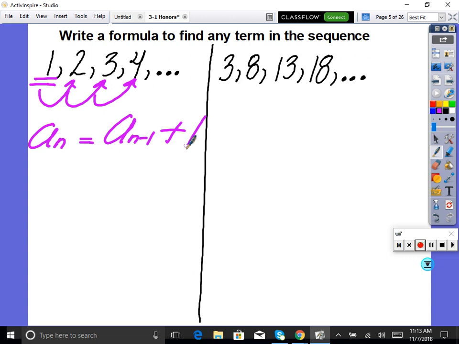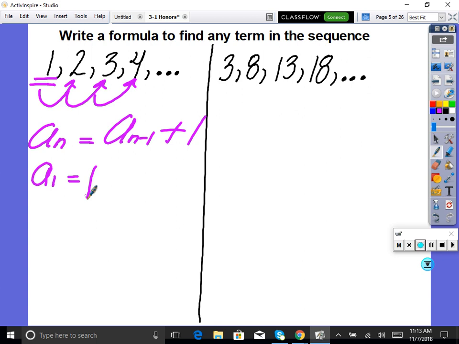Wasn't that easy to write? It's just what you see happening. Now here's the thing. If I said to you, take the previous term and add 1, you'd say, okay, I can do that, but where do I start? So we also specify starting at a sub 1 equals 1. Otherwise, you wouldn't be able to recreate 1, 2, 3, 4, because you wouldn't know where to start. You get what I'm saying?